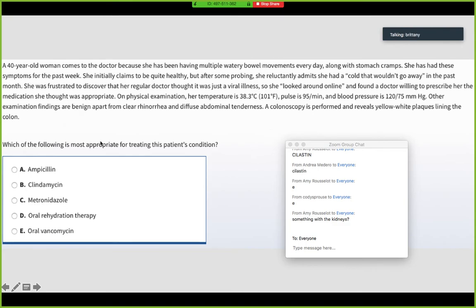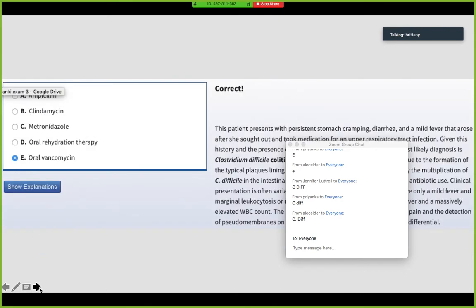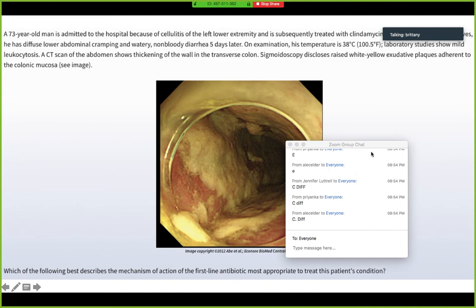Okay. So next question. A 40-year-old woman comes to the doctor because she's having multiple watery bowel movements every day with stomach cramps. She's had a cold that won't go away. Right, so yellow-white plaques lining the colon. The correct answer here is oral vancomycin. What condition does she have? Right, C. diff, so first line treatment for C. diff is going to be oral vancomycin.